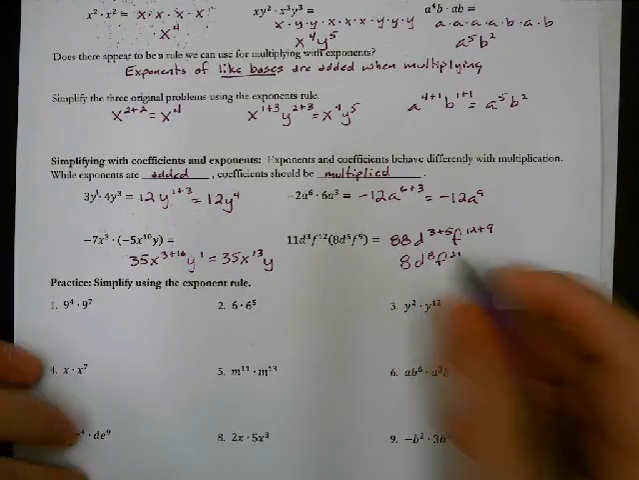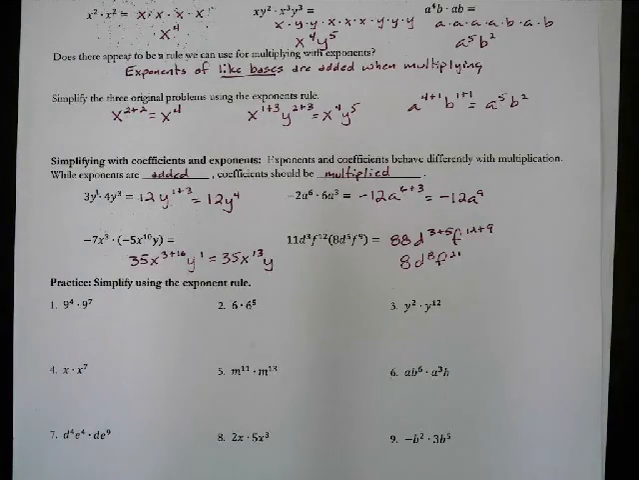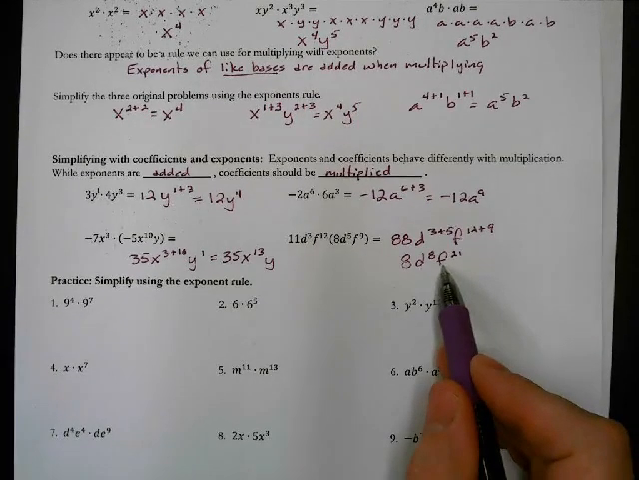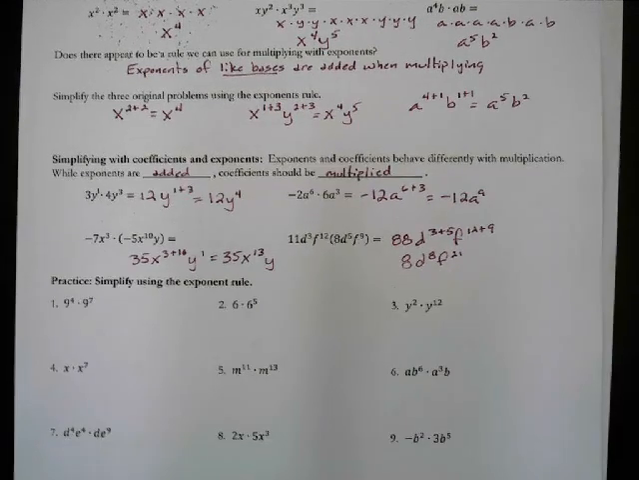You can expand with all these to see these same answers. The only problem with expansion when it looks like this is you don't want to have to write down 21 f's. So learning the exponent rule is really helpful.